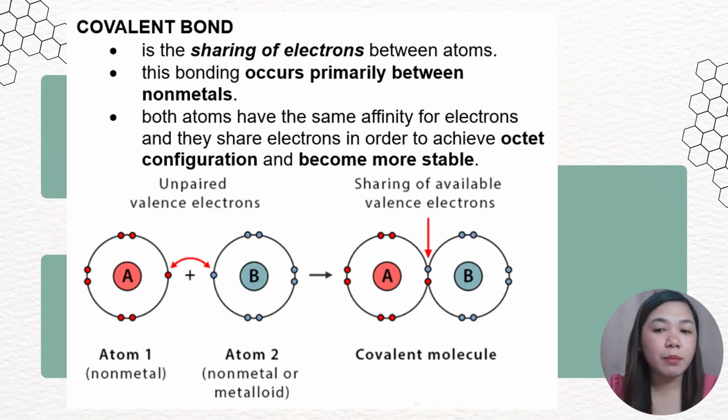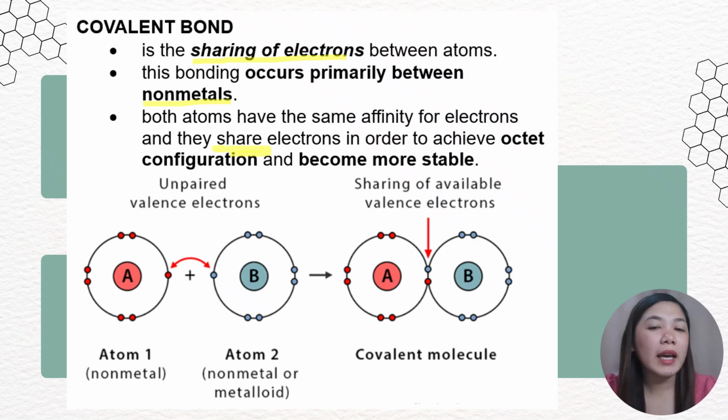Next, the covalent bond. In the covalent bond, it's different from the ionic because there's only sharing of electrons between atoms. This bonding occurs primarily between non-metals. Therefore, in the covalent bond, there will be no metals, but rather non-metals are involved. Both atoms have the same affinity for electrons, and they share these electrons in order to achieve the octet configuration and become more stable. From the word itself, share.